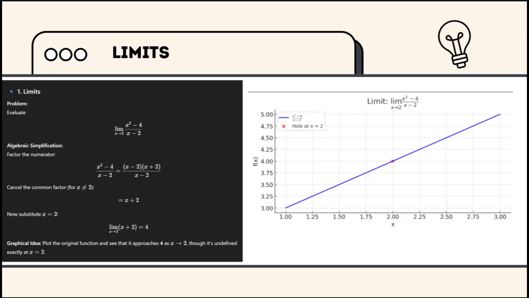The graph confirms this idea, though the function is undefined at x equals 2. We see the value approaches 4 from both sides. This is a great example of how algebra and visuals work together to make limits clear.